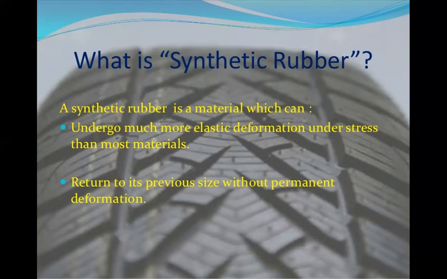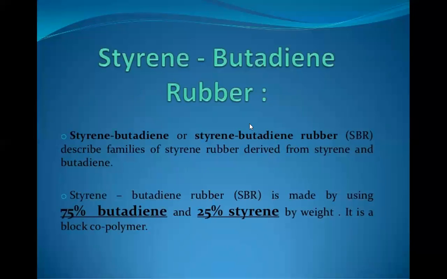Synthetic rubber is a material which can undergo much more elastic deformation under stress than most materials, and it returns to its previous size without permanent deformation. Coming to the first example, that is styrene butadiene rubber.